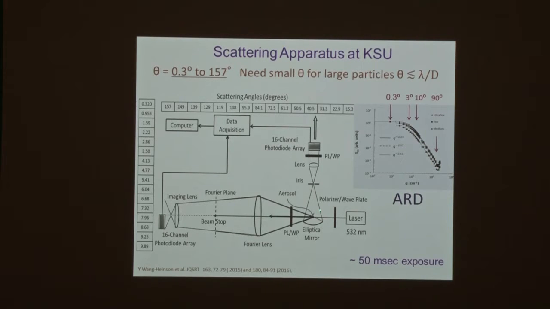And we do that by putting a mirror in, bring it over, shine it at another angle, so now their angles are different and the two angular ranges overlap with each other and we can calibrate them against each other.